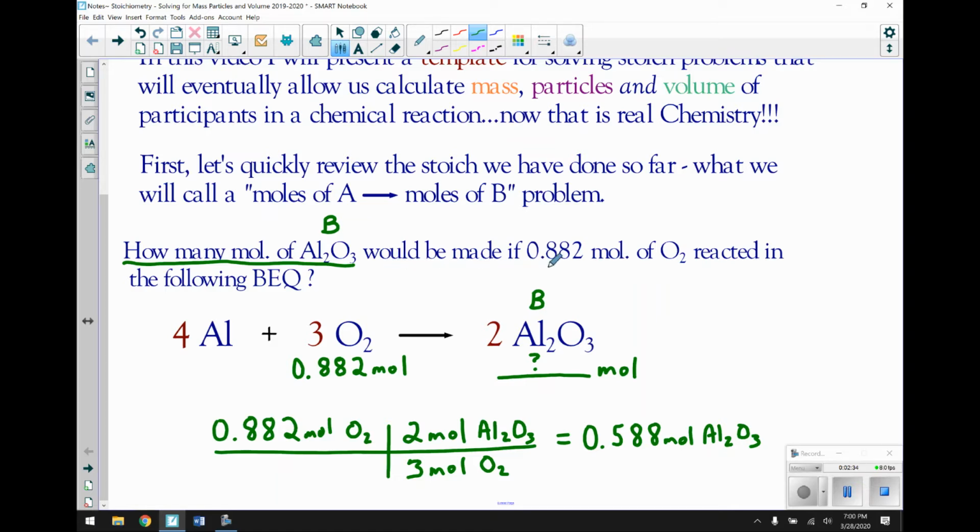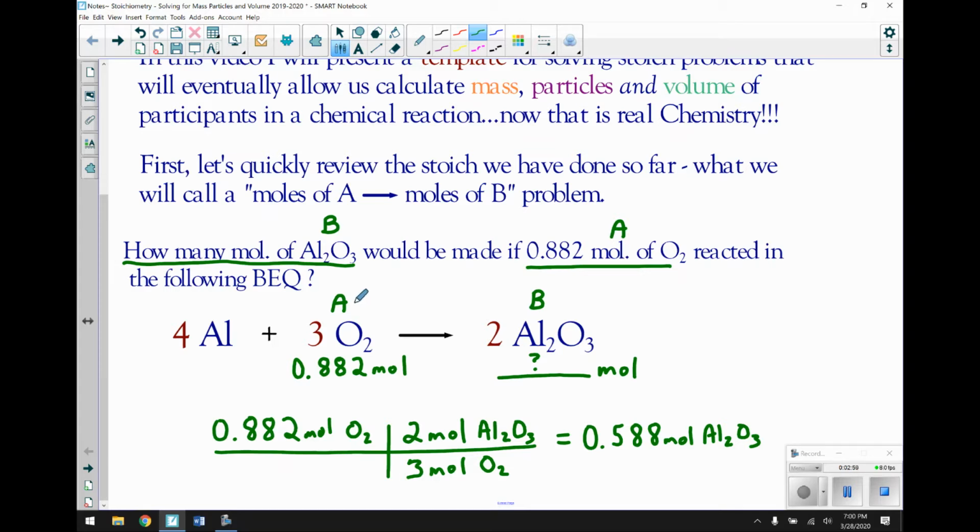Would be made if 0.882 moles of oxygen reacted in this following balanced equation. Well, notice how this is a given amount. I gave you that amount. We're going to call the given amount, that substance, substance A. I'm going to mark substance A here, and you notice that I wrote 0.882 moles. That's the amount of the given substance, oxygen.